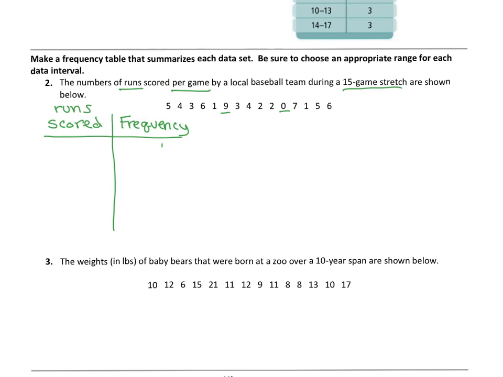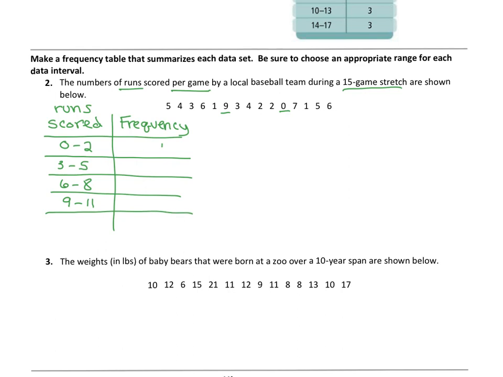So let's do 0 to 2, 3 to 5, 6 to 8, and then 9 to 11. Now I don't want to just say 9 plus. I always want to have a really specific interval, even though I know that my maximum is 9. So let's figure out the frequency.